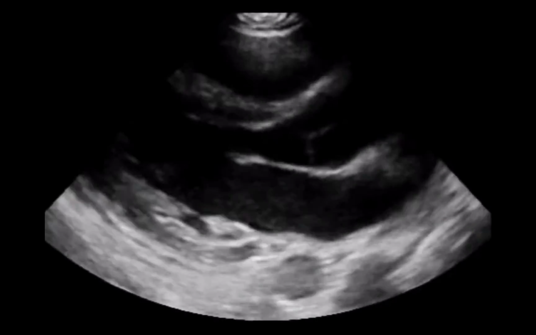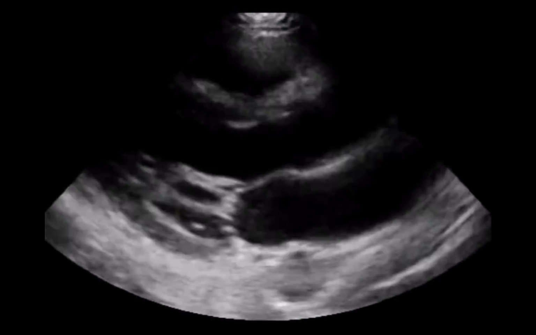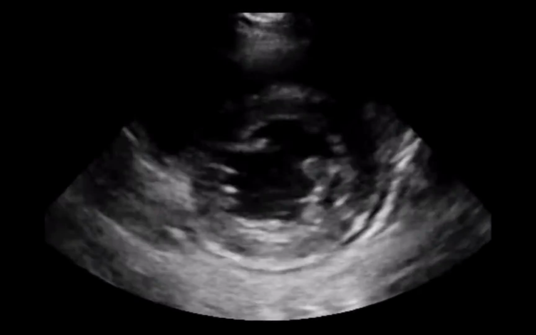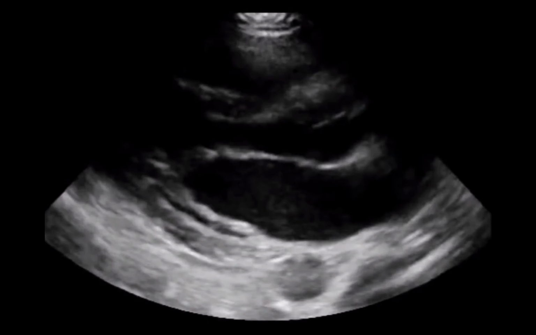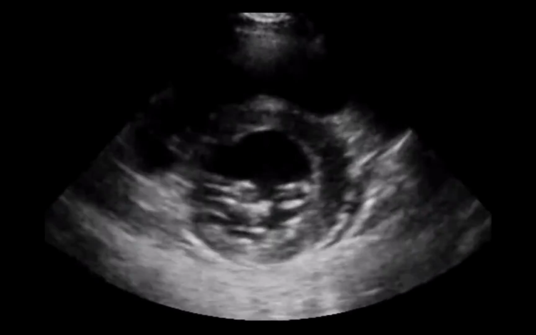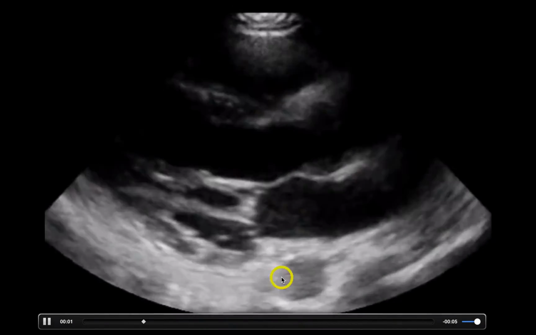I mentioned earlier that you can use other views to diagnose a pericardial effusion. You might be able to get some useful information from those other views that you won't necessarily be able to get with a subxiphoid view. This is a parasternal long axis view of the heart. And by the way, if you need help with exactly how to get views and how to optimize them, check out my video on obtaining cardiac views. What I want you to focus on here is that little circle right here.